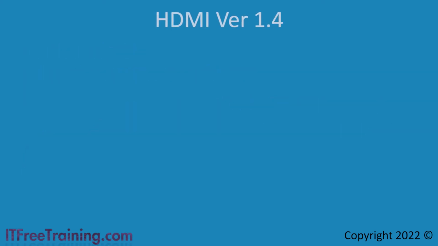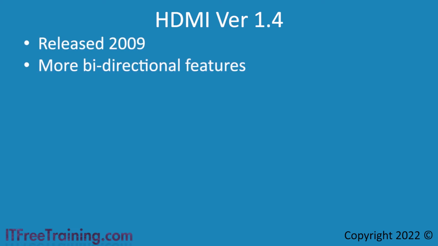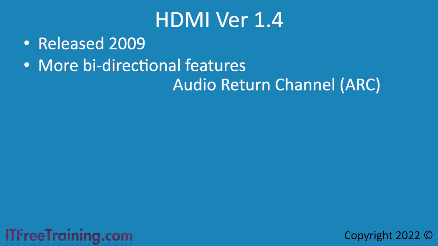The next version I will look at is version 1.4. This version was released in 2009. This version added more bidirectional features. Most monitors have the ability to send some data back to the computer. The main use for this is telling the computer what resolution it supports. In the case of HDMI version 1.4, the feature Audio Return Channel, or ARC, has been added. This allows audio to be transferred in the opposite direction than the data would normally be transferred.